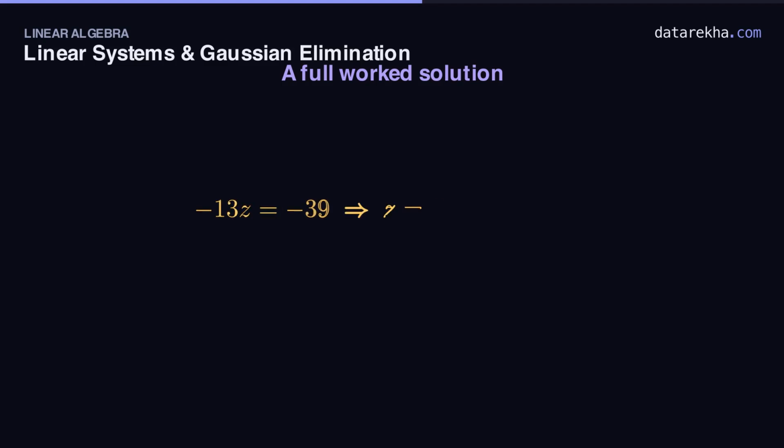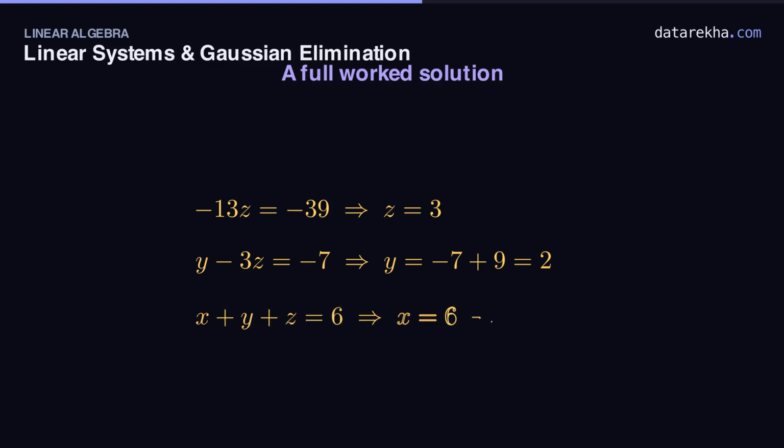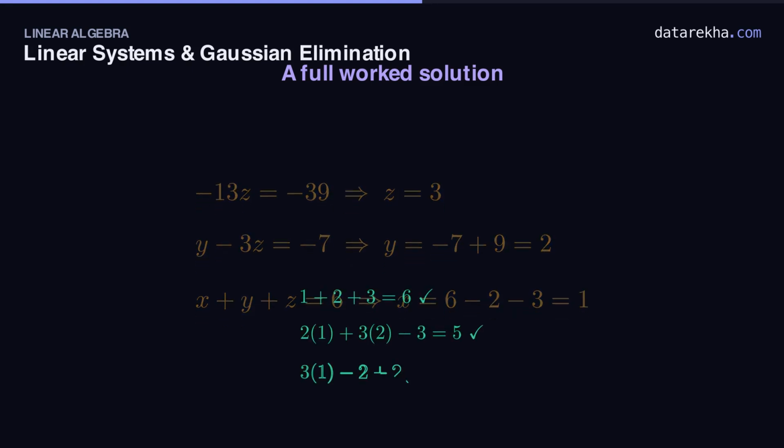Now we climb back up. Back substitution. The bottom row says minus 13z equals minus 39. So z is 3. Slide up. Y minus 3z equals minus 7 gives y equals 2. And the top row x plus y plus z equals 6 gives x equals 1. Our unique solution: 1, 2, 3. And we never just trust it. We check. 1 plus 2 plus 3 is 6. 2 plus 6 minus 3 is 5. 3 minus 2 plus 6 is 7. All three hold, verified.